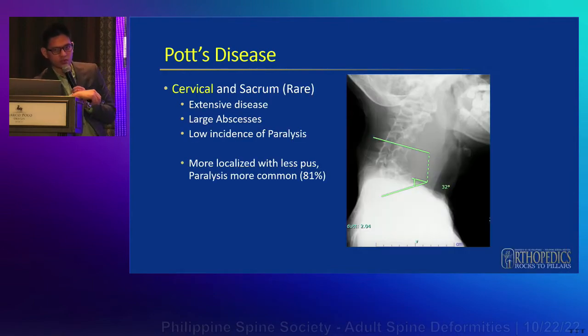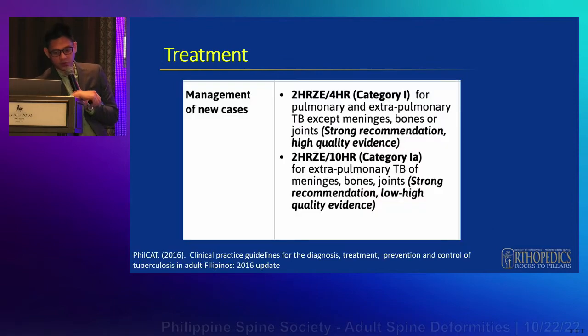As you all know, the cervical and sacral areas are rare locations for Pott's disease, and for the cervical area of Pott's disease, it usually presents as an extensive disease with large abscesses with a low incidence of paralysis. And for Pott's disease of the sacrum, it's more localized with less pus, but paralysis is more common.